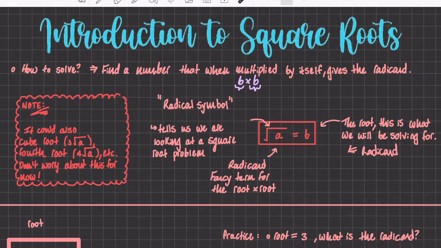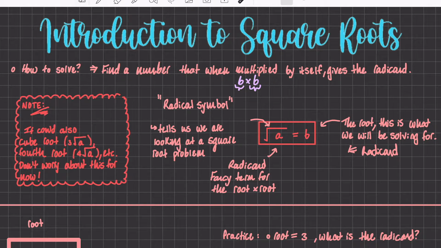And radicand is a bit of an interesting new term that you might not have come across, but we're going to explain every element of a square root problem that you could come across. So first, let's start with the radical symbol. The radical symbol is this little squiggly bit, the defining characteristic of a square root problem. Basically this tells us that we're looking at a square root problem, right? It could also tell us that we're looking at a cube root or a fourth root, etc.